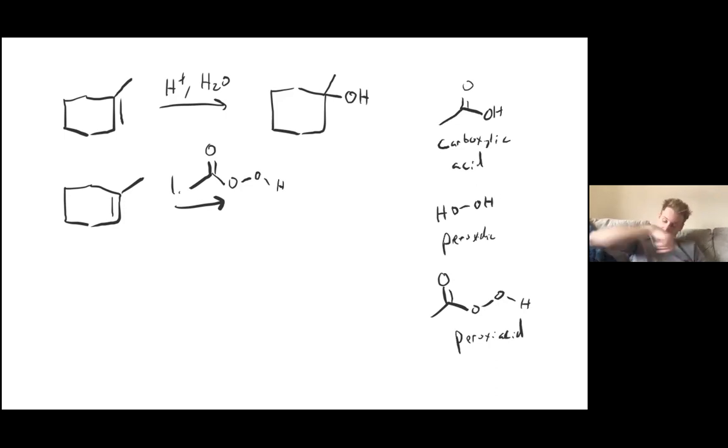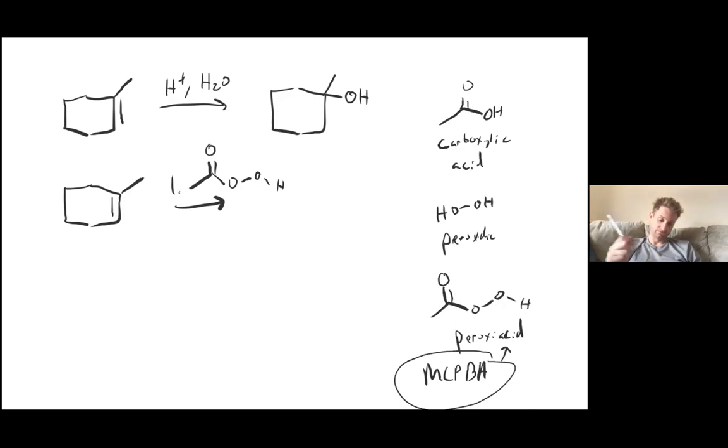The one that you will probably see the most is going to be MCPBA. We'll talk about the structure of it later on, but you should know that MCPBA is a peroxy acid and it'll do this reaction. So I'm going to put an R here. I'm going to put MCPBA in parentheses. And then our second reagent is going to be just H3O plus or H plus H2O. And what this is going to end up giving us is anti-addition of alcohols.